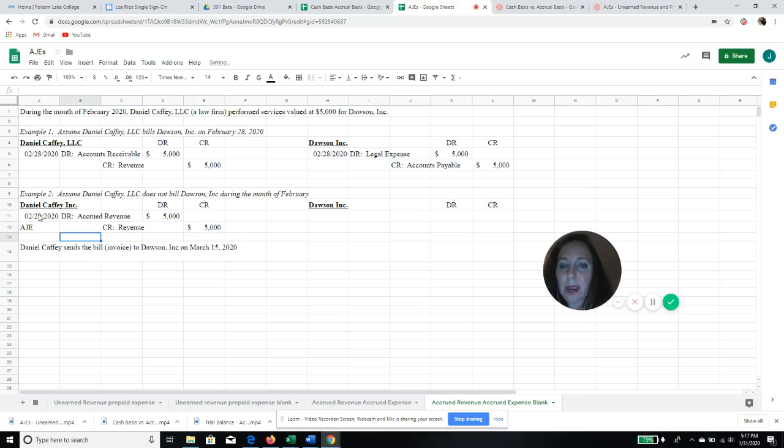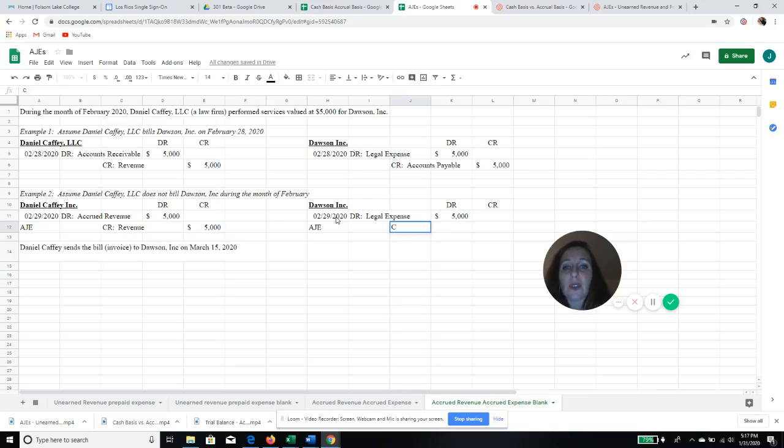All right. On Dawson's side, remember Dawson is our customer, the client. They have incurred legal expenses in February, but they have not received the bill. But they want to make sure they book their expenses in the correct period. So on 2/29, they're going to book an AJE and debit legal expense, just like before, $5,000. But instead of crediting accounts payable, which they can't do because they haven't gotten a bill, you only credit accounts payable once you have the bill.